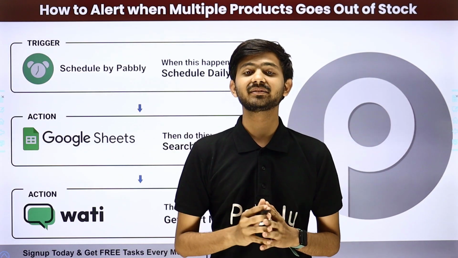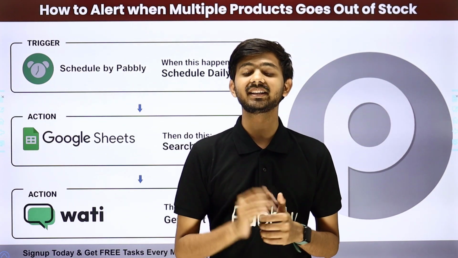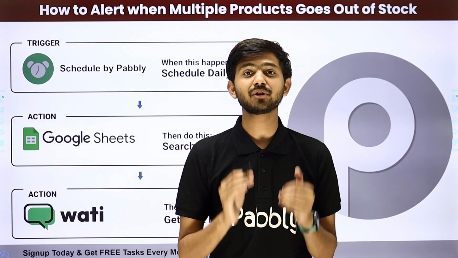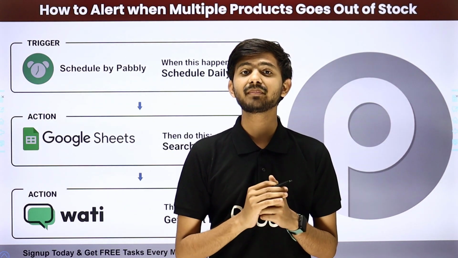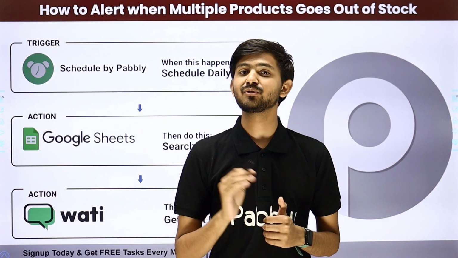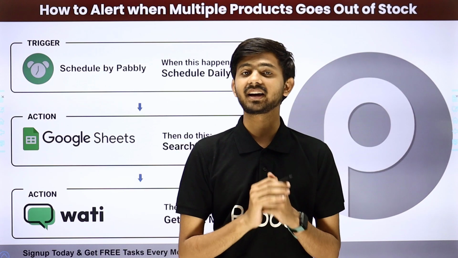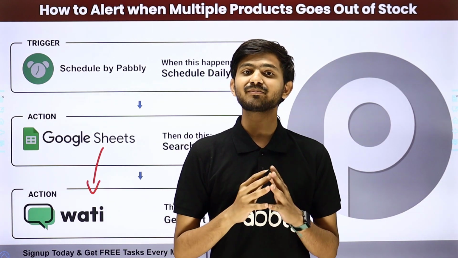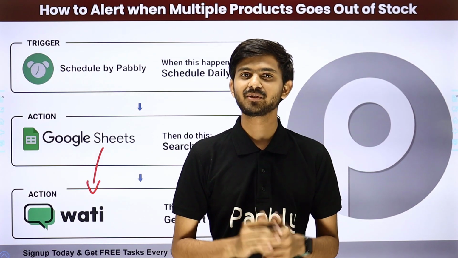So here our objective is that we want to update our Google Sheet daily with the product stock details, and whenever multiple products go out of stock, we want to get an alert message automatically on our WhatsApp. And for getting this message, we are going to use Vati, and we are going to create a connection between Google Sheets and Vati.